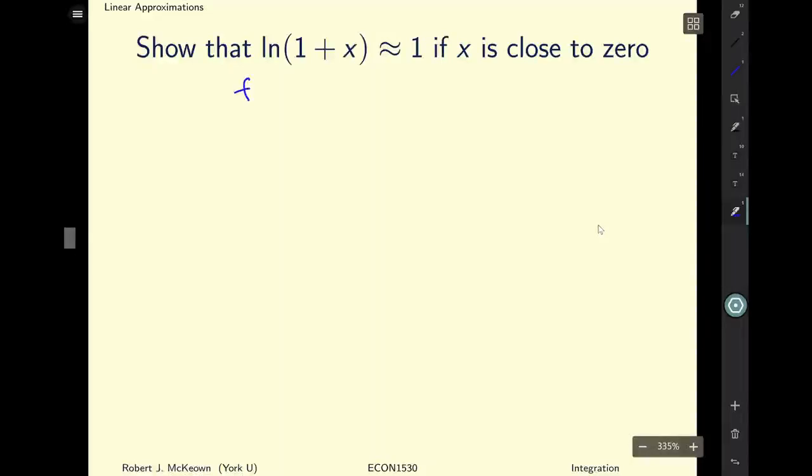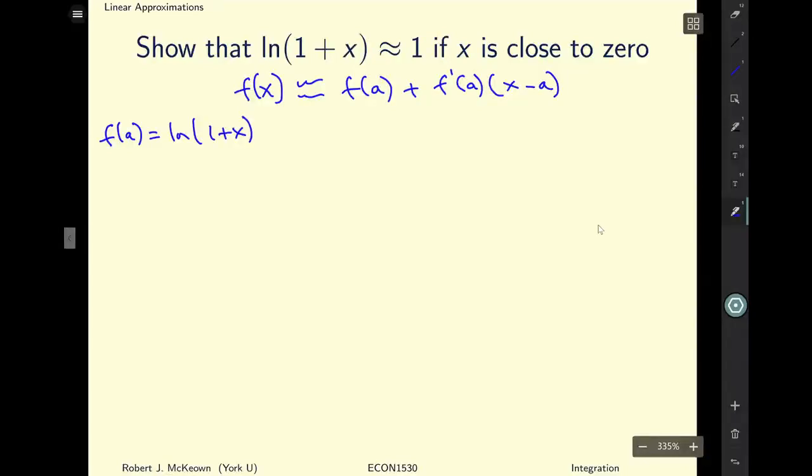We've got f of x is approximately equal to f of a plus f prime of a times x minus a. So that's the formula you're going to use to do a linear approximation. Now, how can I use a linear approximation to answer this question? Well, let's break it down into parts. So f of a is equal to log 1 plus x, and a is equal to 0.